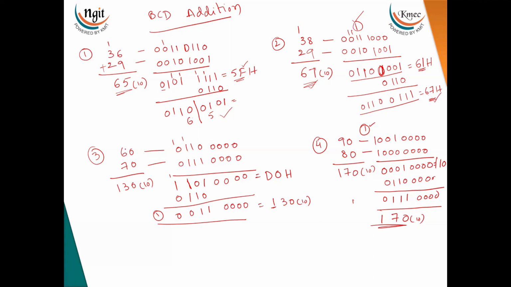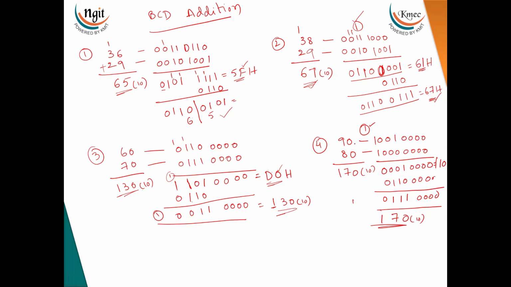Now coming to example 3, I have taken 60 and 70. If I add these two, I will get 130 in decimal. But if you give this value to the processor, it will do the addition and give D0H. Now here, the higher nibble is greater than 9 and the lower nibble is less than 9. To get the BCD value, we need to add 6 to the higher nibble. So here I added 6 to the higher nibble, thereby we got 130. Now the carry generated, I have taken here. So 1 is the carry and 30 is the rest, so 130 is the answer.